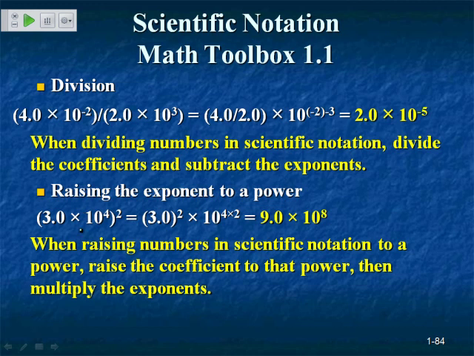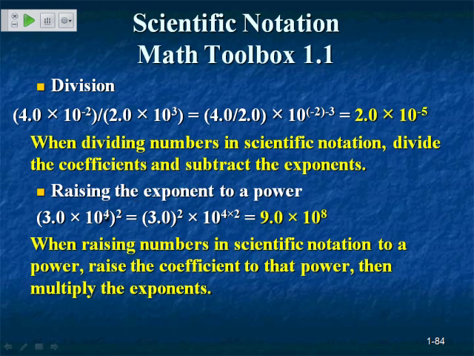What would you do? Raise the coefficient to the power and multiply the exponents. So 3 into 10 to the power 4. This is your number. You want to raise the entire number to a power of 2. So raise 3 to a power of 2. So 3 to the power 2 is 3 times 3, 9.